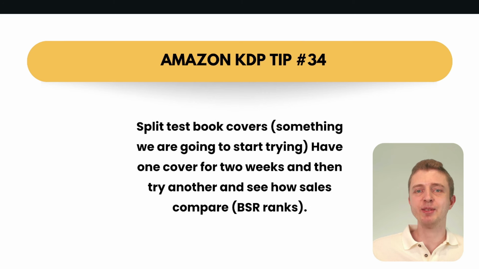Amazon KDP tip number 34 is to split test your cover for better results. So what I mean by that is if you have a book that's doing really well, let's just say, for example, it's a red cover, try making a blue cover version for it or a black version for it or whatever color you want to try, or just a fully different design. And then once that change is live on Amazon, track your bestseller rank to see if your sales are increasing or decreasing for maybe 1 week.